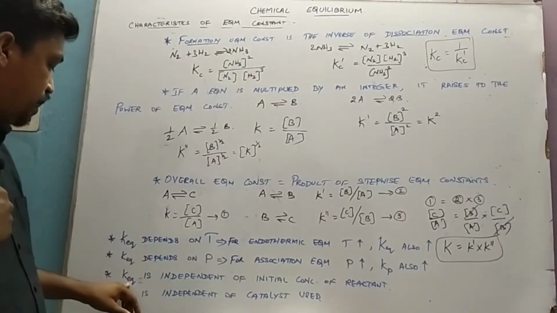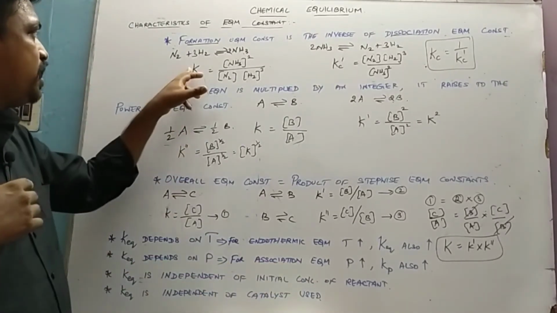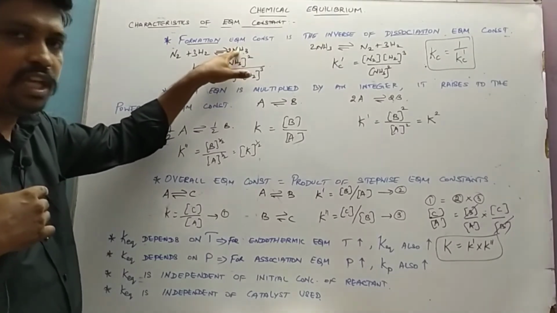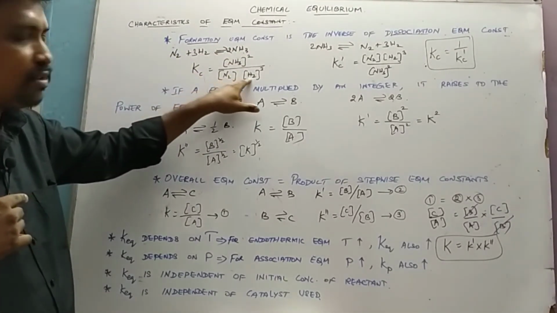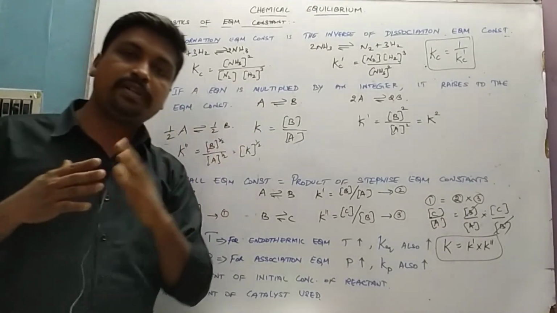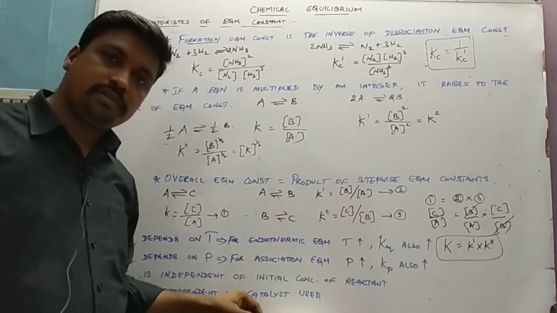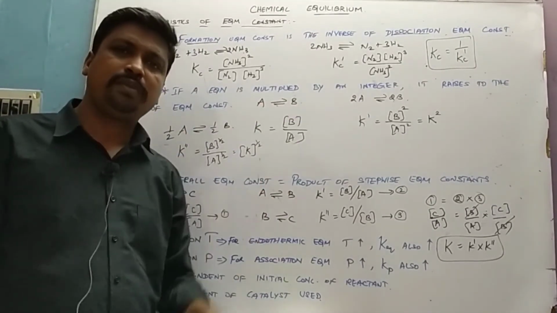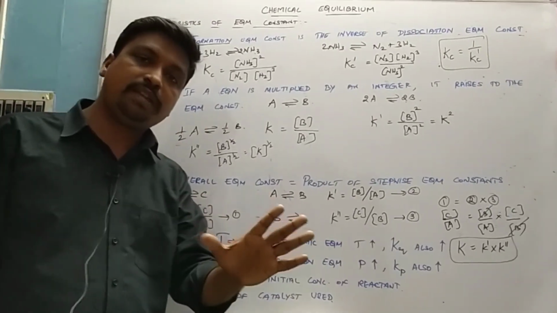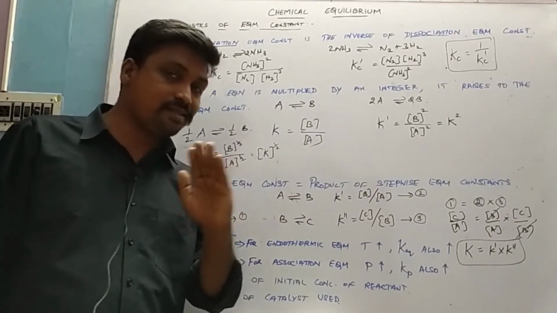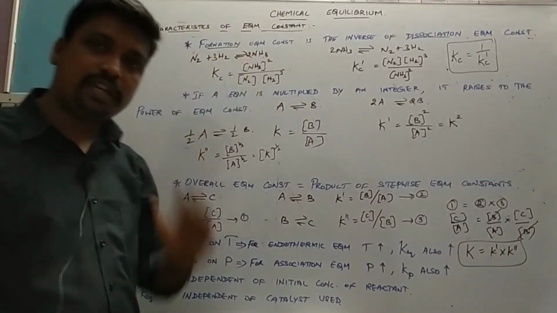Then it is independent of the initial concentration of reactants. The value of Kc depends upon, after attaining equilibrium, the concentration of ammonia, nitrogen and hydrogen. So it does not depend upon the initial concentration. Then it does not depend upon the catalyst used. Whatever the catalyst used, no problem. The role of the catalyst is to make the equilibrium reach earlier. That's all. It does not affect the equilibrium. So these are the characteristics of equilibrium constant.